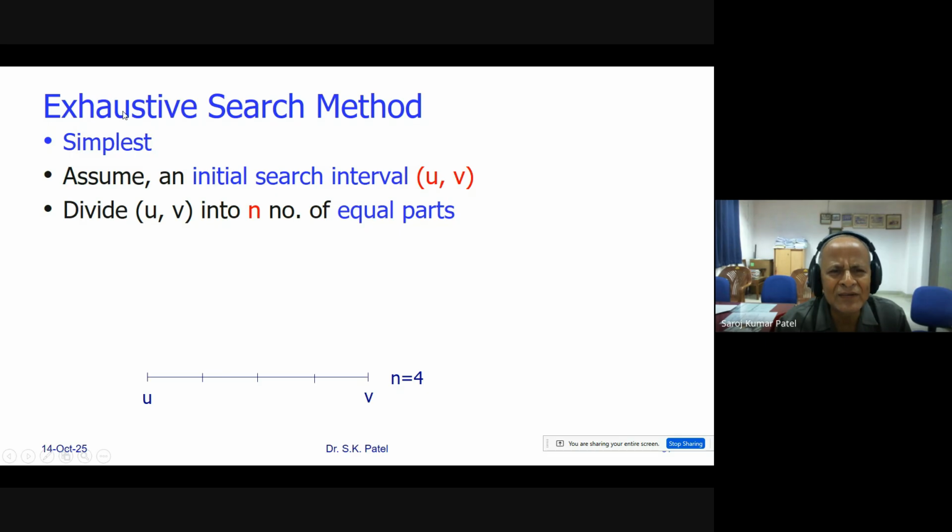Let us discuss now the exhaustive search method. This is the simplest method. Here, what do you do? The initial search interval u to v, that is the lower bound and upper bound, we will first take. And then we divide this interval into n equal parts. Here, this is u to v, the search domain, lower bound and upper bound. Let's say if n is equal to 4, we divide it into 4 equal parts. Then at each and every point, starting from u, we find out the value of f of x. And then we compare, and based on whether it is less or more, we take a decision in which region the solution lies.